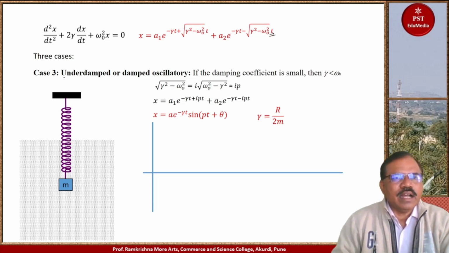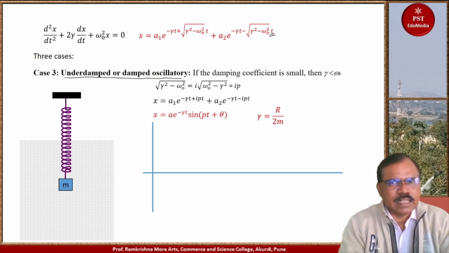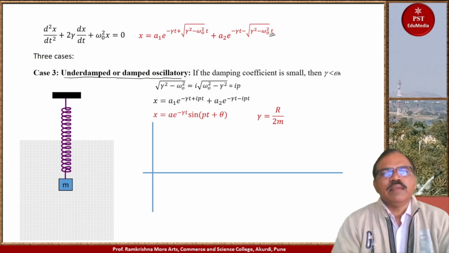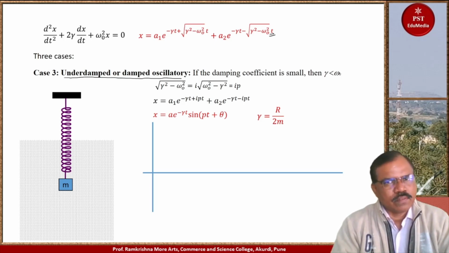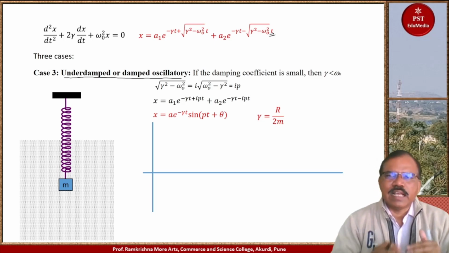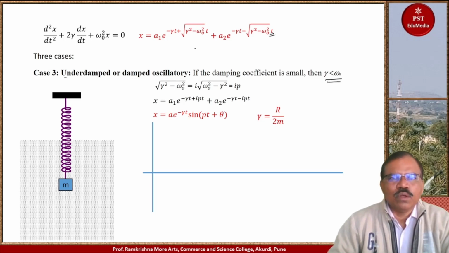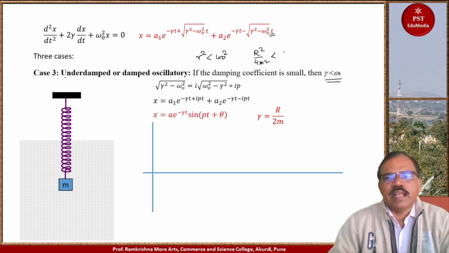Now in the over damped case, we have seen the damping force is greater than the restoring force. Critically damped, damping force is equal to the restoring force. Now the third possible case is, if the damping coefficient is small and the damping force is less than the restoring force. So we'll take here gamma is less than omega 0, or you can say gamma square is less than omega 0 square. Gamma square, that is r square upon 4m square, is less than k by m.